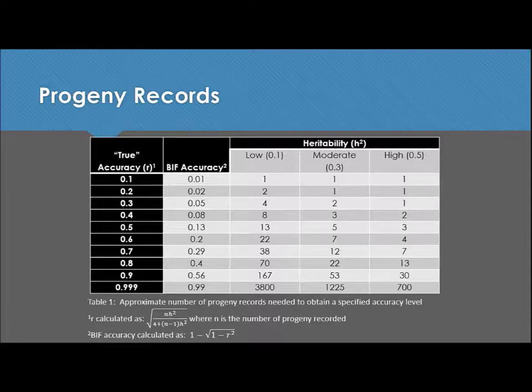You can look down this table and see that we can get fairly moderate levels of accuracy with a reasonable number of progeny records. This is ignoring the animal's own record and pretending it's not contributing to the accuracy, so in principle, they'll be a little bit higher than this. But once we get to these really highly proven animals, there's a heck of a lot of data going into these predictions.